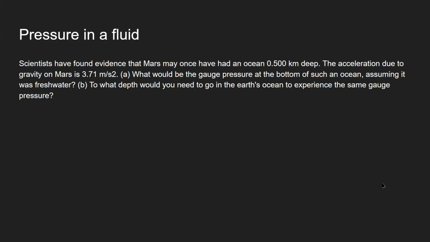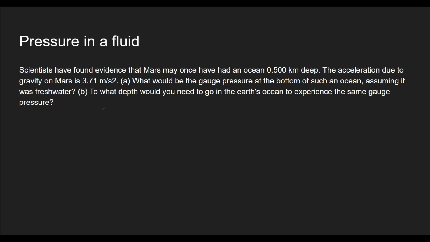newtons. We're going to be talking about pressure in a fluid, and we have here a two-part problem. Scientists have found evidence that Mars may once have had an ocean 0.5 kilometer deep. The acceleration due to gravity on Mars is 3.71 m over s squared. Letter A. What would be the gauge pressure at the bottom of such an ocean, assuming that it was fresh water? And letter B. To what depth would you need to go in the Earth's ocean to experience the same gauge pressure? Let's have the given data.